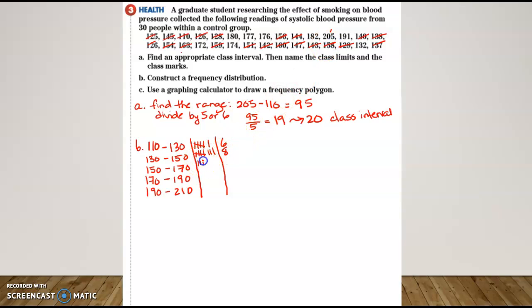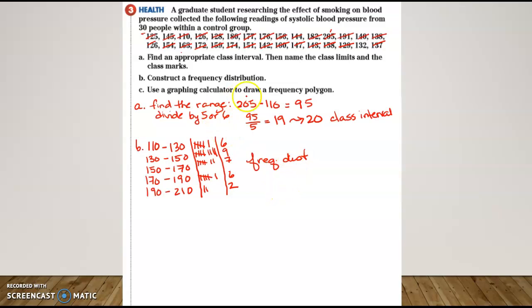They're pretty evenly distributed this way. And then 170 to 190: 1, 2, 3, 4. Oh, I missed one. 5, 6. And I missed that 132 there, so I can go back up here and change that to 9. Then 190 to 210, and we've only got 1, 2. So 6, 15 plus 13 is 28, 29, 30. We've got the right number of people. So that is our frequency distribution right here.